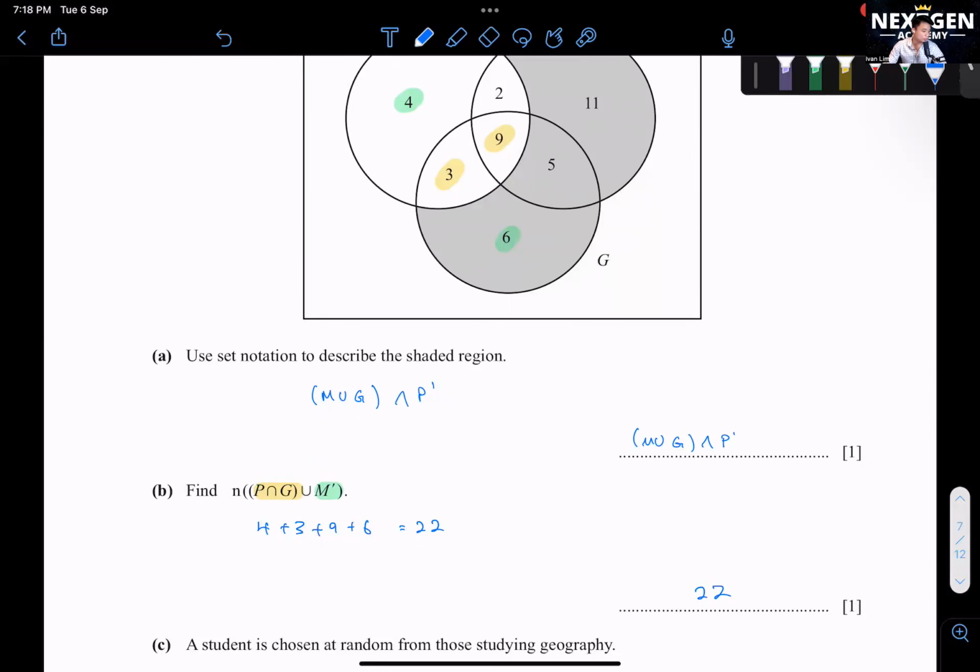Go to sets if you don't know this part. Watch through all the videos on sets. You should be able to understand from there.